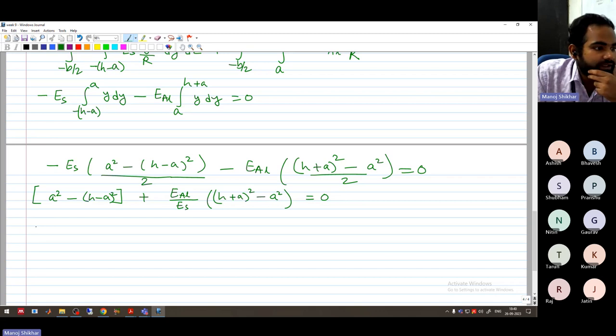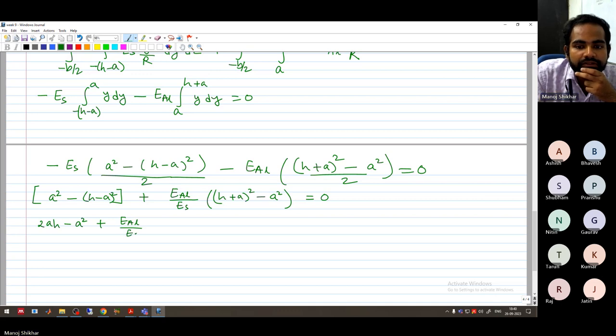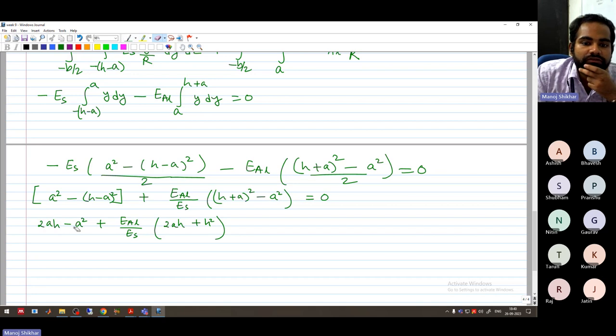So from here, expand it. On expanding we will get minus 2aE_Al... minus a square plus E_Al upon E_S equal to 2ah plus h square. Here it should be h square.